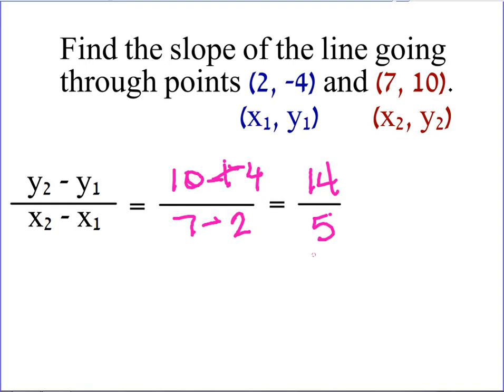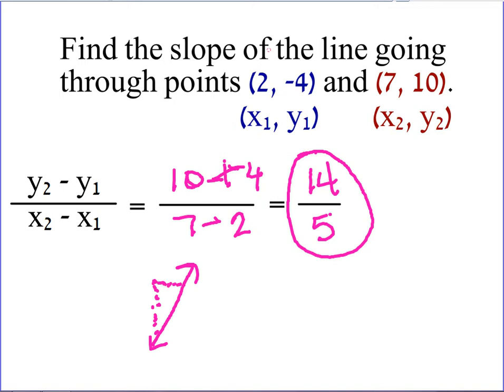Can I reduce this fraction? Nope, can't be reduced. Don't want a mixed number. So 14/5 is my slope. This is telling me that as my line goes from left to right, I'm going to go up 14 units because it's positive, right? Before I go to the right 5 units.